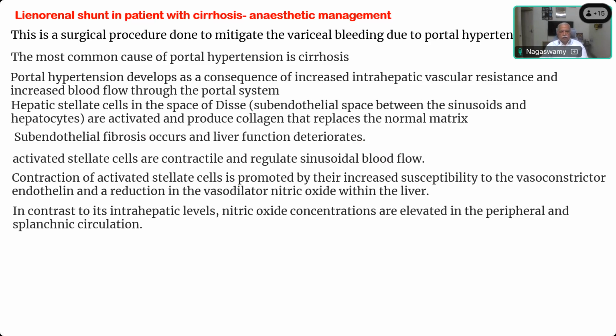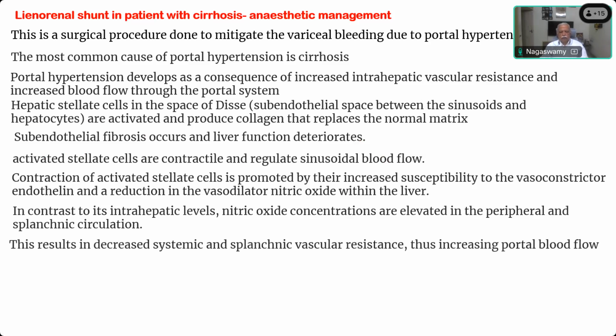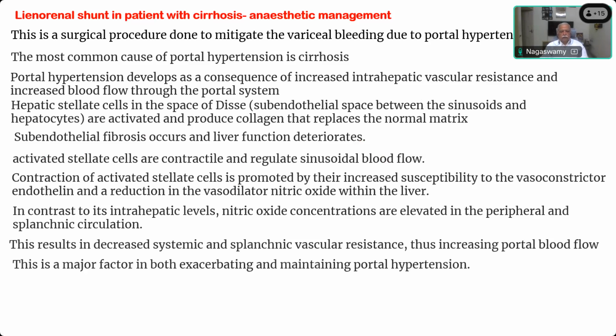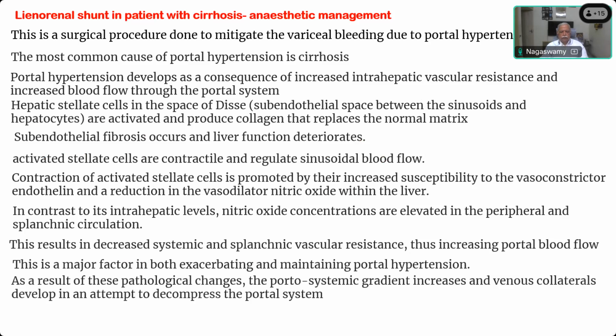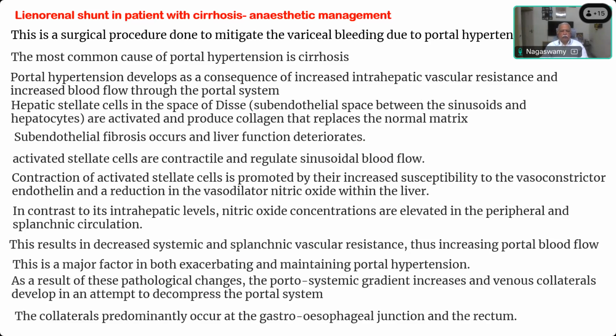In contrast to it, the nitric oxide concentrations are elevated in the peripheral and splenic circulation, so they become more dilated. This results in decreased systemic and splenic vascular resistance, thus increasing portal blood flow. So this is a major factor in both exacerbating and maintaining portal hypertension. As a result of these pathological changes, the portal systemic gradient increases and venous collaterals develop in an attempt to decompress the portal system. The collaterals predominantly occur at the gastroesophageal junction and the rectum.